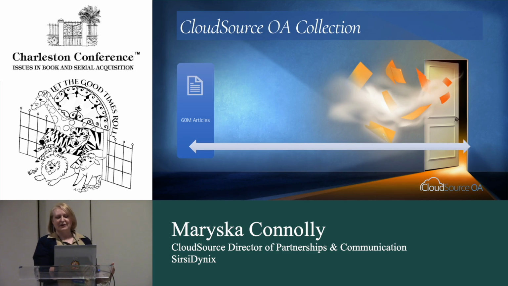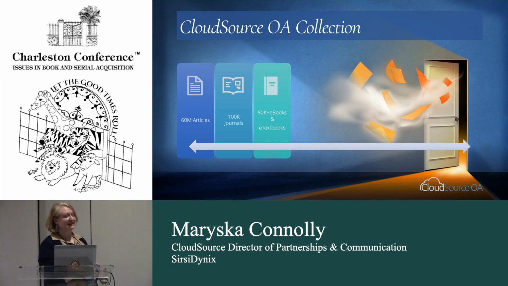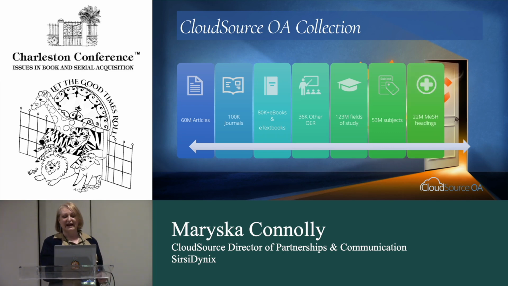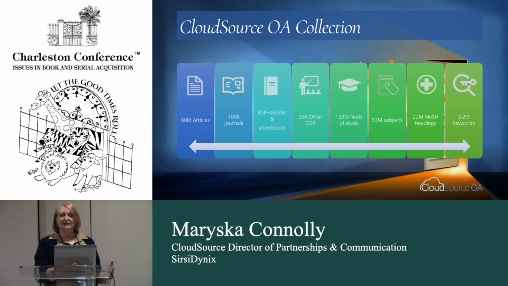So within the CloudSource OA collection, alongside our growing content offerings, which is 60 million articles, 100,000 journals, 80,000 eBooks and e-textbooks, another 36,000 in OER. You'll also find that we cover 123 million fields of study, 53 million subjects, 22 million mesh headings, and 2.2 million keywords. And the reason I'm pointing this out is because this all allows us to have a robust series of access points and makes the search tools very useful for your end users to find this content.